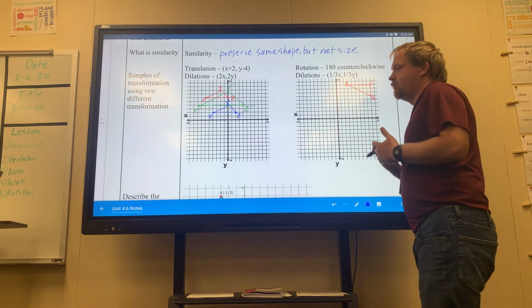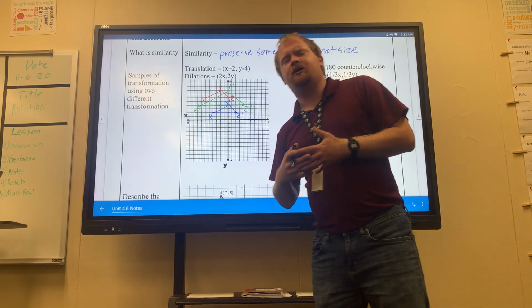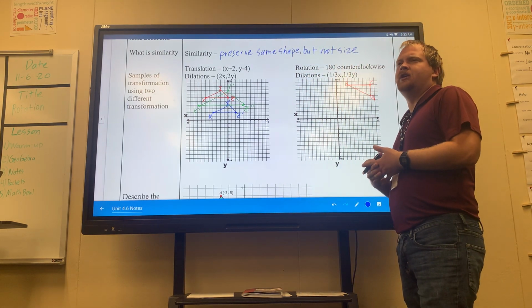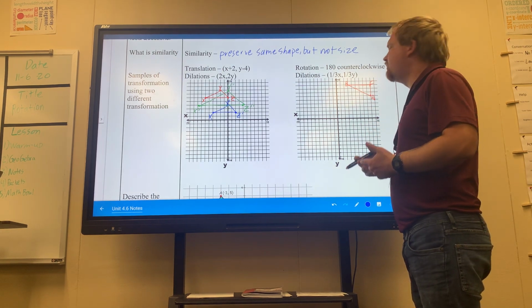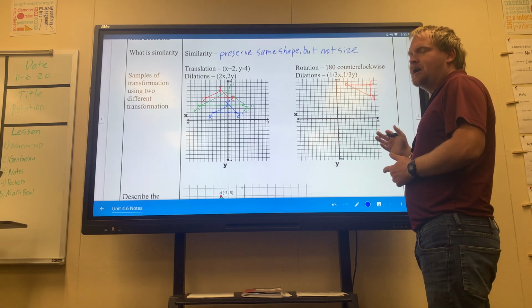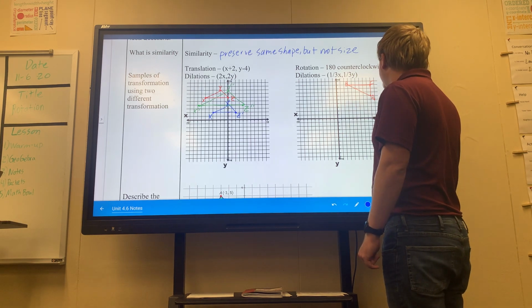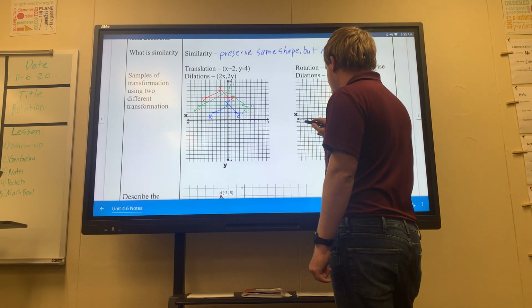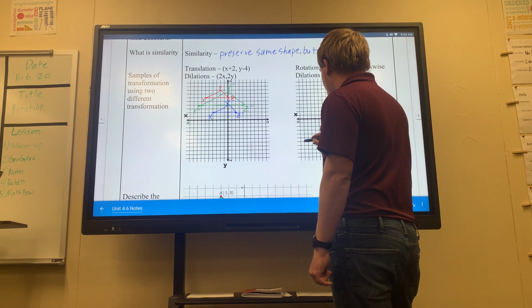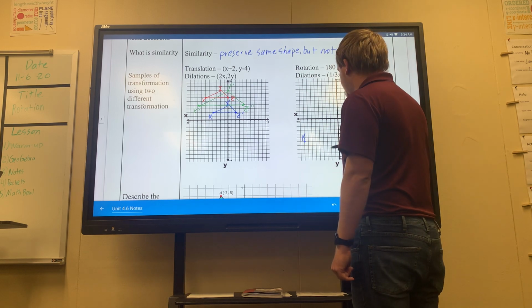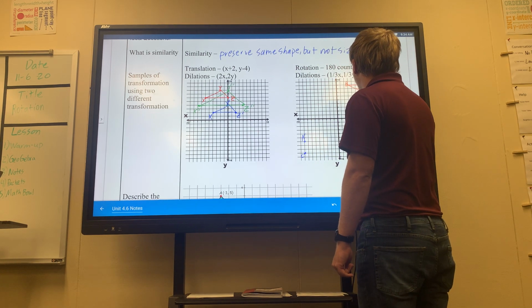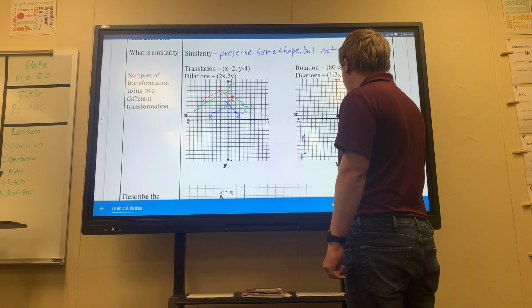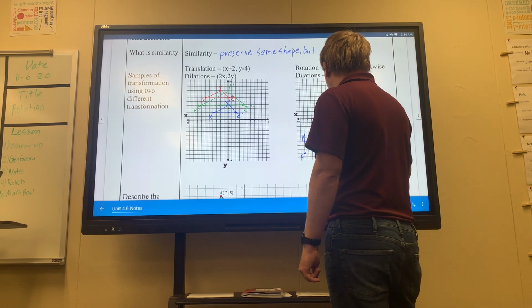Remember, with a rotation of 180 degrees counterclockwise, I change the sign for both x and y. Since both x and y are positive, I make them both negative. So A is 9, 6, which becomes negative 9, negative 6. C prime is negative 9, negative 9. And then B prime is going to be negative 3, negative 9.